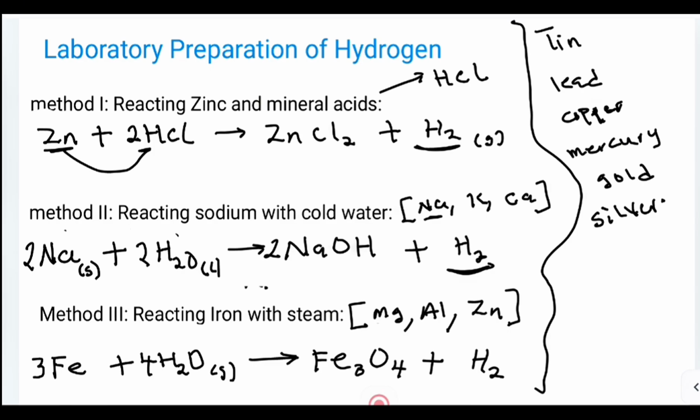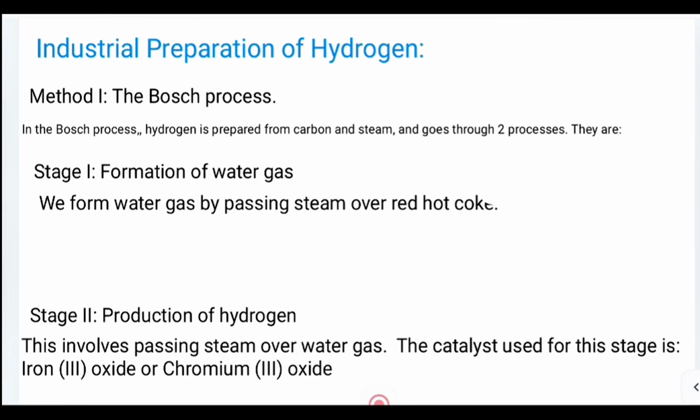Now, how do we produce hydrogen industrially? Okay, so we are looking at industrial preparation of hydrogen. How can I produce hydrogen in large quantities? Industrial preparation talks about large quantities. Now, I can produce hydrogen industrially in three ways. The first method is what we call the burst process. And the burst process goes through two stages.